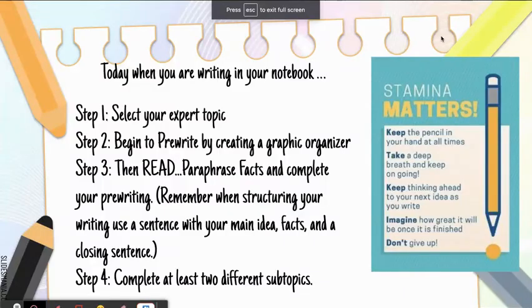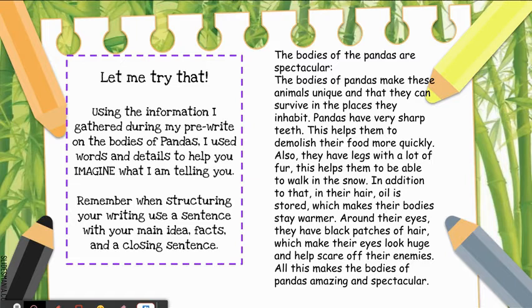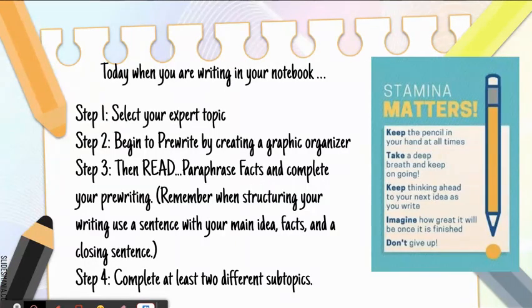All right, so now it's your turn. When you're writing in your notebook, select your expert topic. Begin to pre-write by creating a graphic organizer, just like I did here. Read and put into your own words facts and complete your pre-writing. So the information that you gathered during your pre-write for your graphic organizer, that's what you're going to use. And remember, when you're structuring your writing, use a sentence with your main idea, the facts, and a closing sentence. And do this for at least 2 different subtopics.